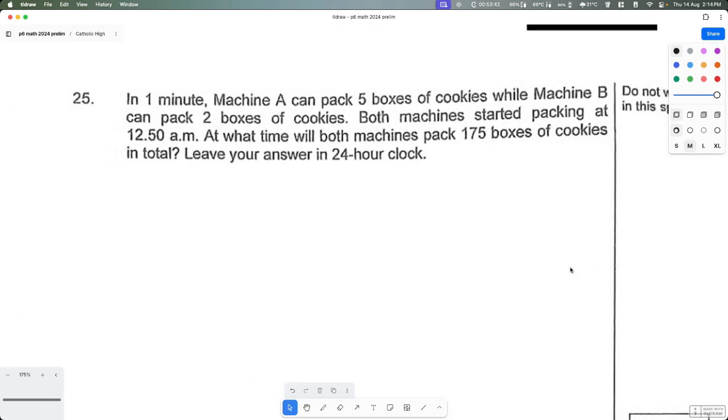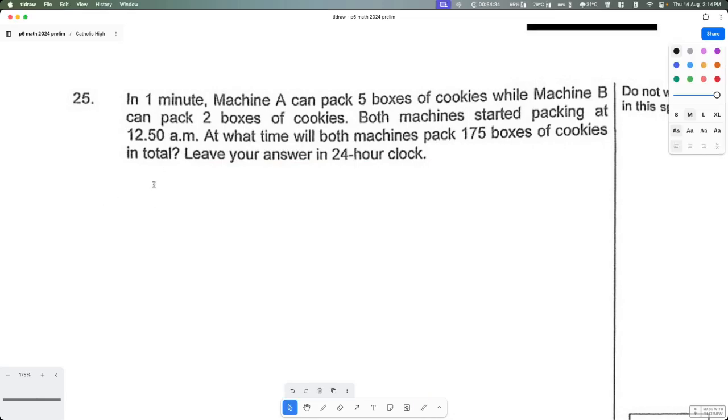Question 25. In 1 minute, machine A can pack 5 boxes of cookies while machine B can pack 2 boxes of cookies. Both machines started packing at 12:50 a.m. At what time will both machines pack 175 boxes of cookies in total? Leave your answer in 24-hour clock.